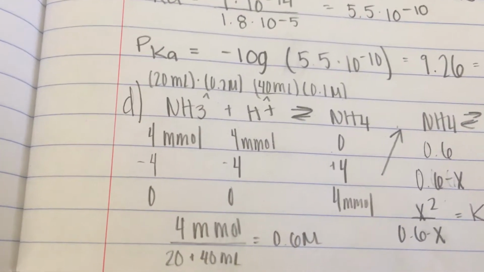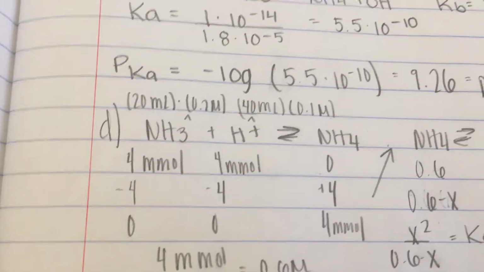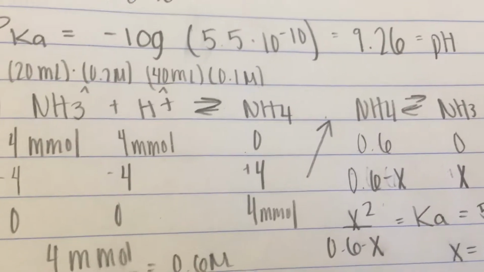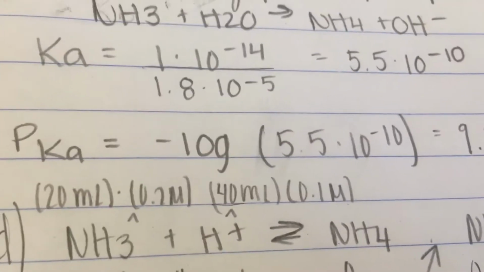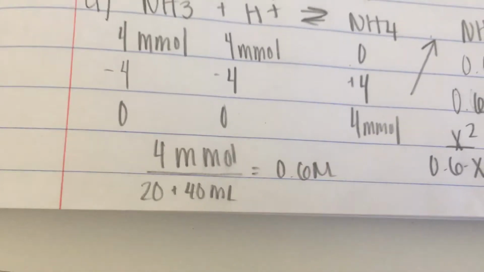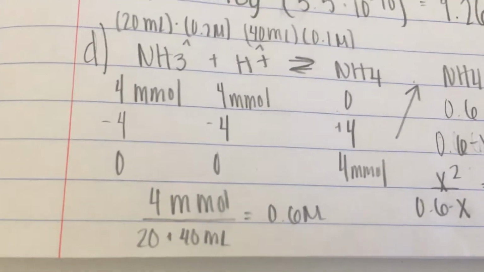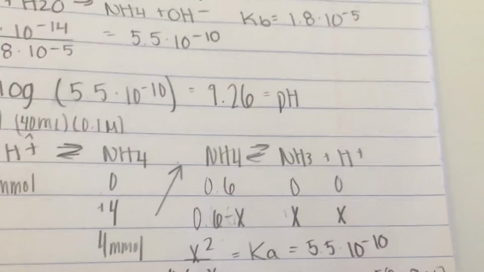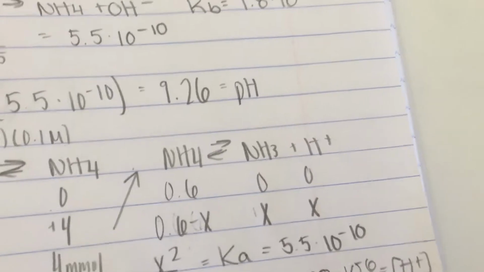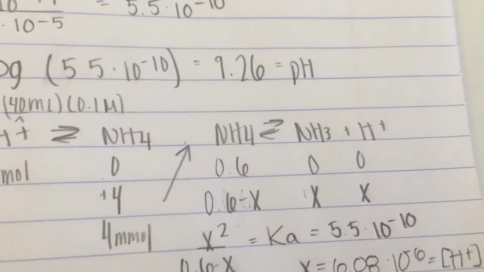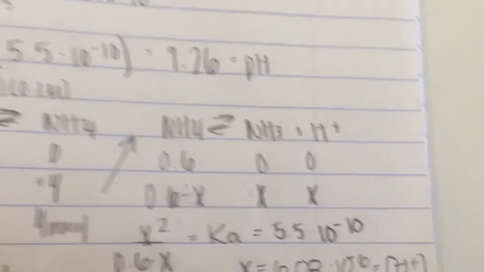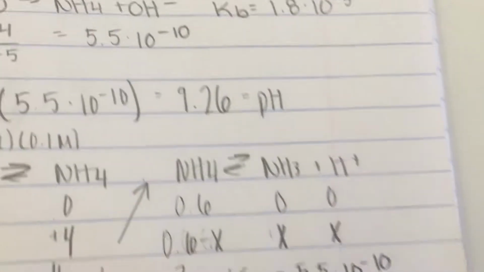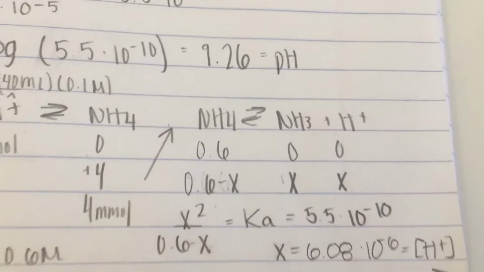So you use a BCA table and you result in 4 millimoles of NH4. And since there are 60 milliliters total of solution, the 20 milliliters of HCl and the 40 milliliters of NH3, the concentration of NH4 is about 0.067 molar. So then you plug in that value into an ICE box, and it's a dissociation of NH4. So NH4 dissociates into NH3 and H+.